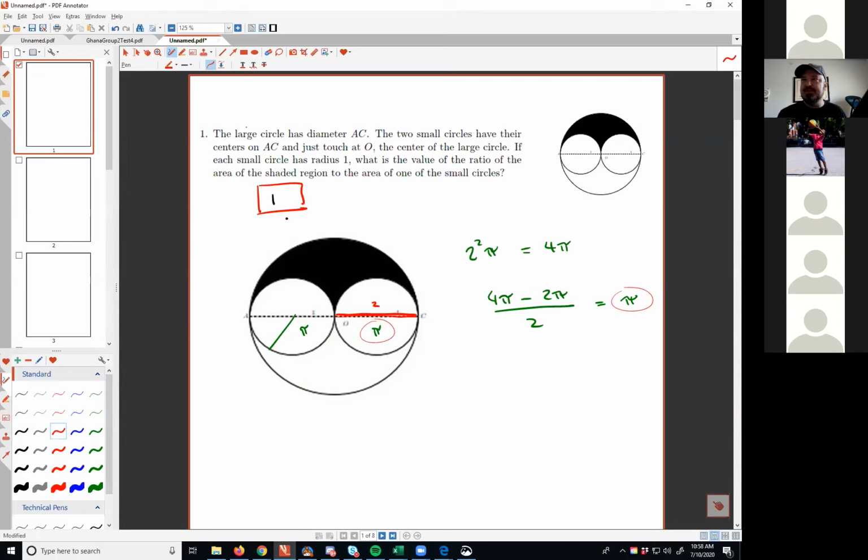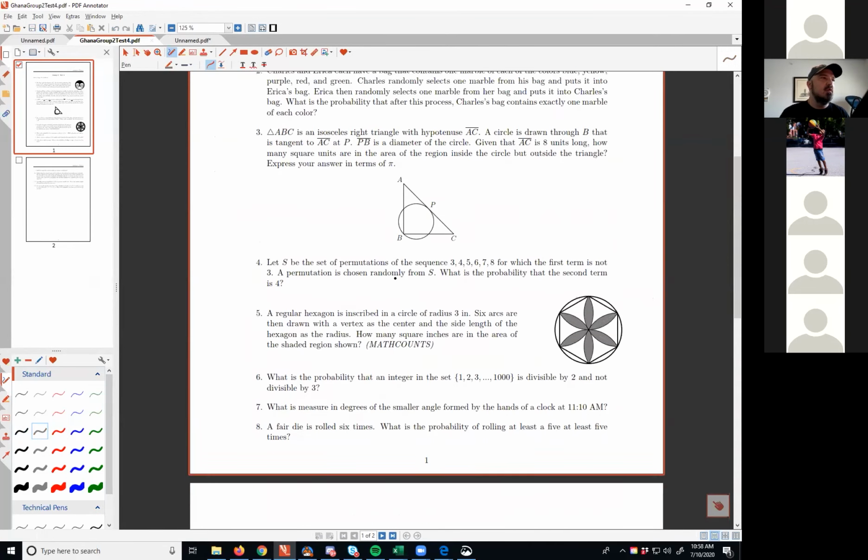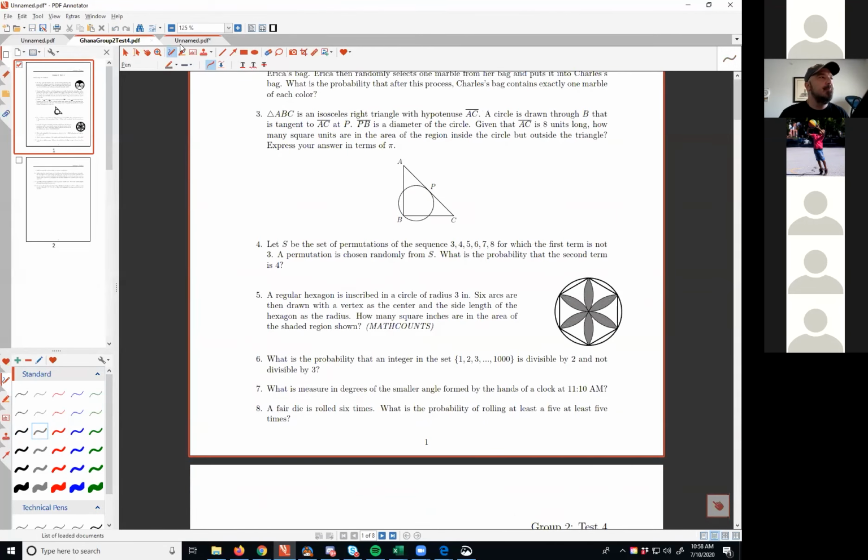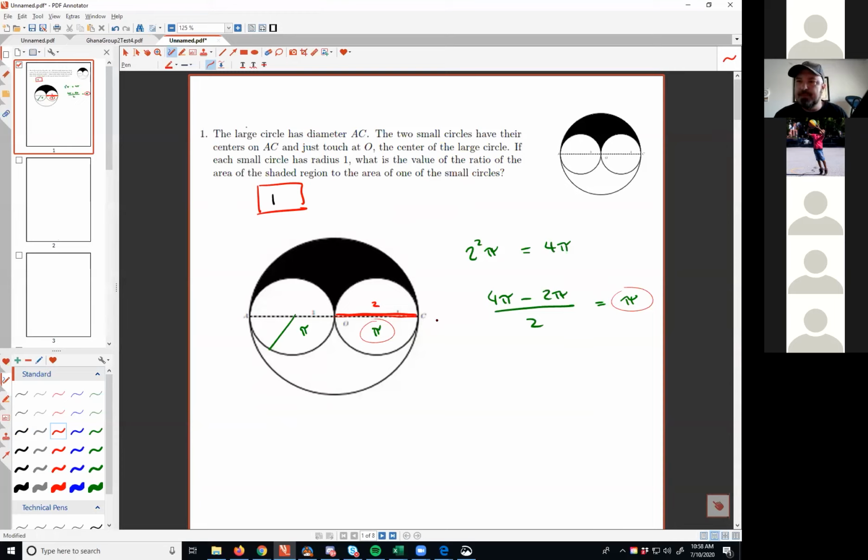Any questions or thoughts about this one? Okay. Mr. Crawford, yeah. Since you said express it as a ratio, wouldn't it rather be 1 out of 1?